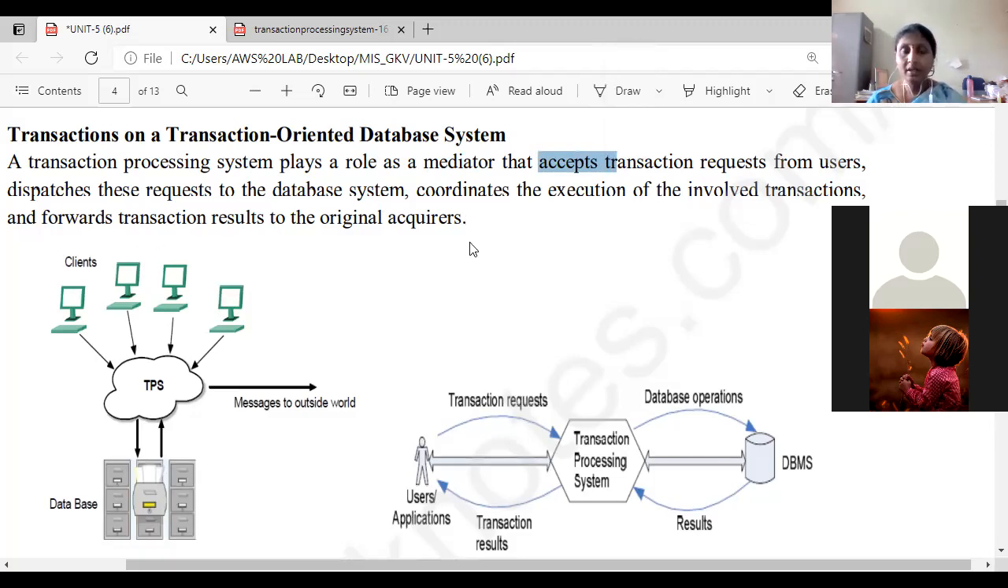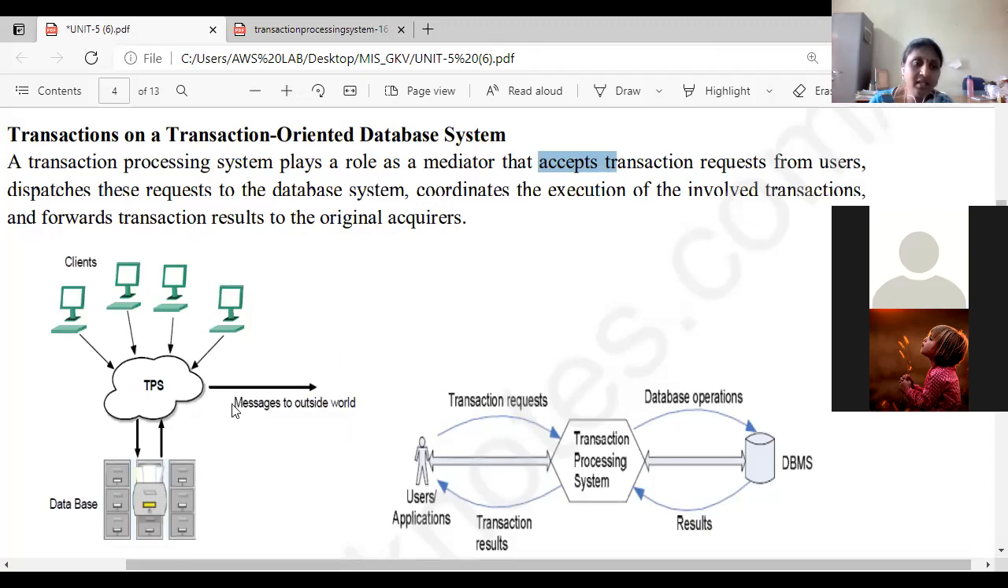So that the particular request is from the user and is intended for that particular database. It dispatches that request to that database system, and it coordinates the execution of the involved transactions, and forwards the transaction results to the original requesters who are acquiring that particular data or result from that database system. For those requesters, the transaction results are forwarded.